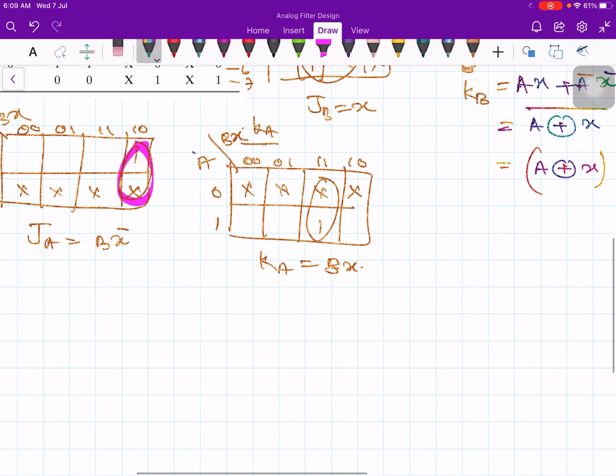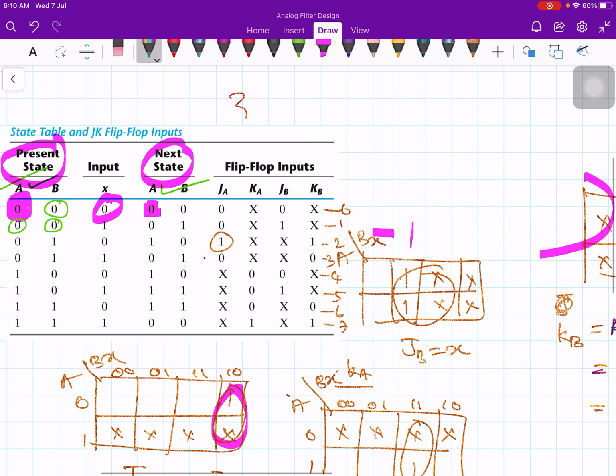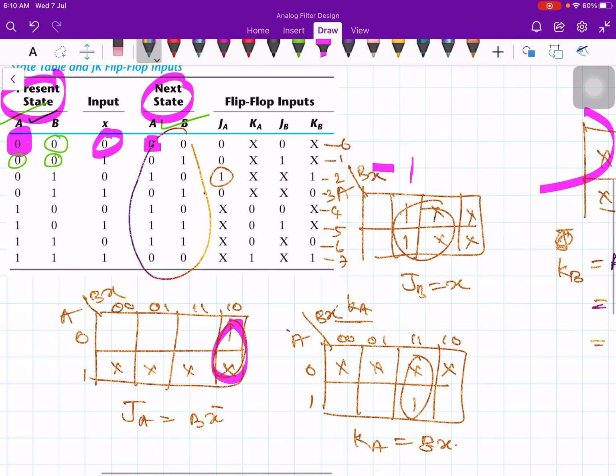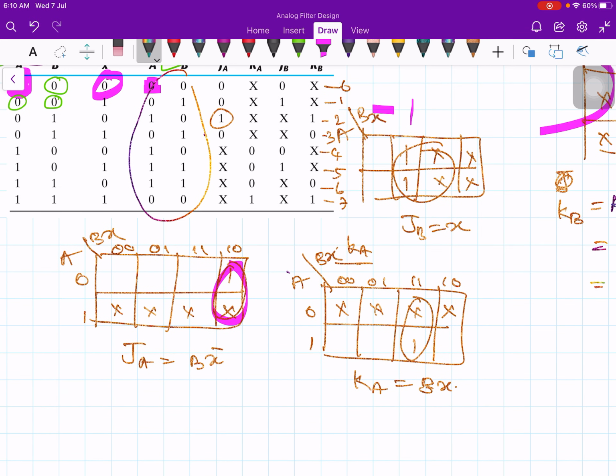So I got 4 expressions now: JA, KA, JB, KB. And note the next state values are not used. The next state is the result of these input equations. So please don't get confused: the next state values you are not supposed to use while deriving the flip-flop input equations. Why? Because the next state is the result of the inputs you are applying to your flip-flops. So the next state values are not used during the simplification of your K map.